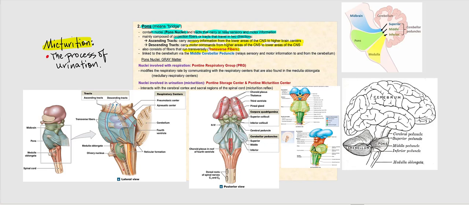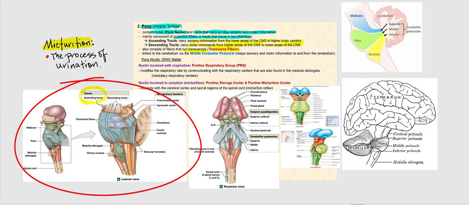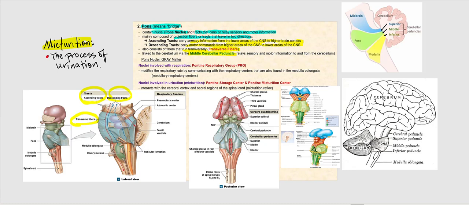So if we look at the images down below, here are those ascending and descending tracts that we'll find going through the pons, ascending going up and descending going down. In addition, we also find these transverse fibers that run horizontally, so basically side to side. Now it turns out that these transverse fibers will continue on and form what's called the middle cerebellar peduncle. This middle cerebellar peduncle is what will link the pons with the cerebellum, therefore allowing sensory and motor information to and from the cerebellum.